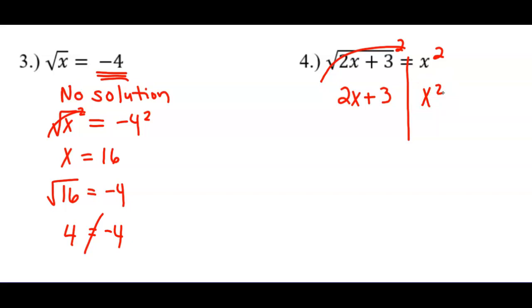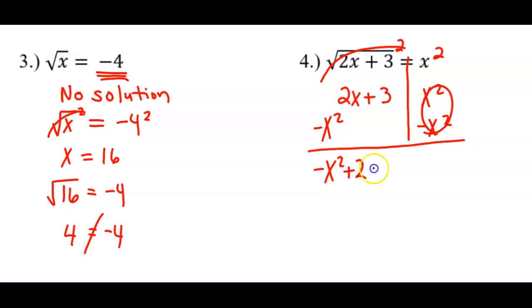So now, I need to get all my x's on one side. I guess the easiest would be to subtract this, because that way I won't have to move 2 things. This is going to 0, and I'm going to get negative x squared. What kind of 2x is this? Positive 2x plus 3. And that's equal to 0, because that's zeroed out.